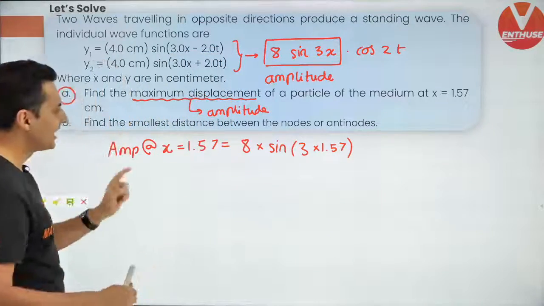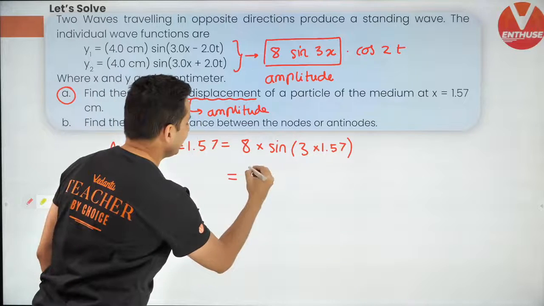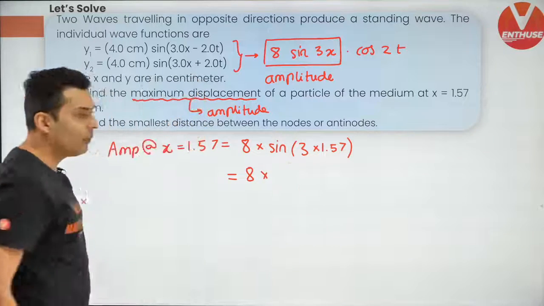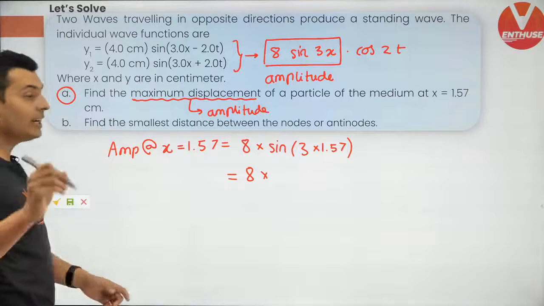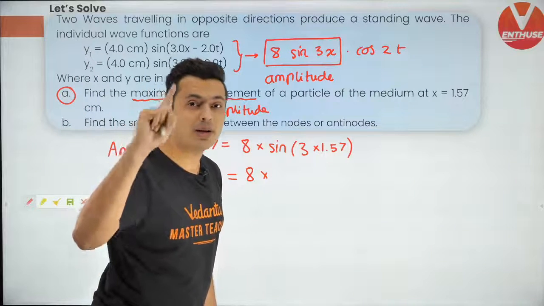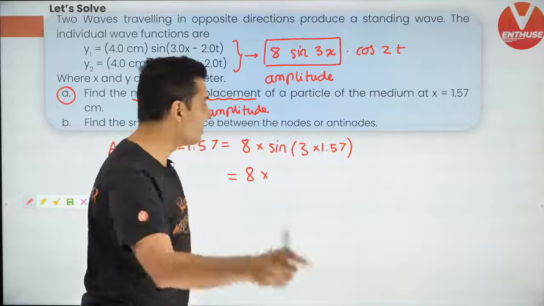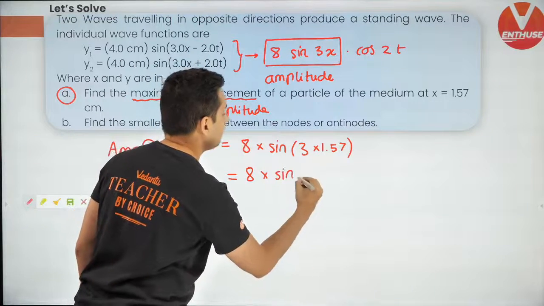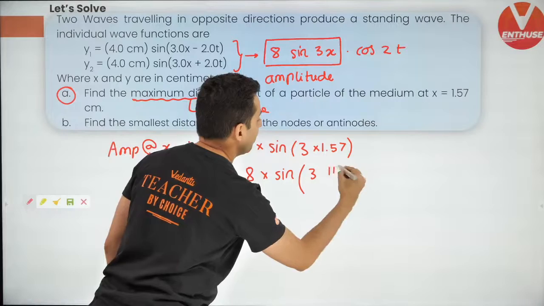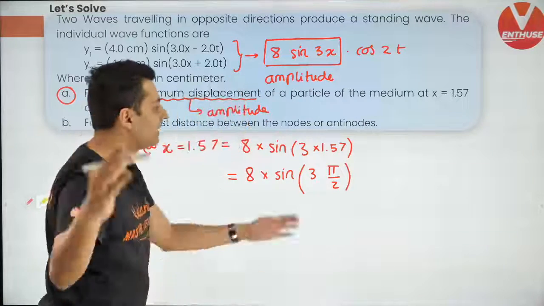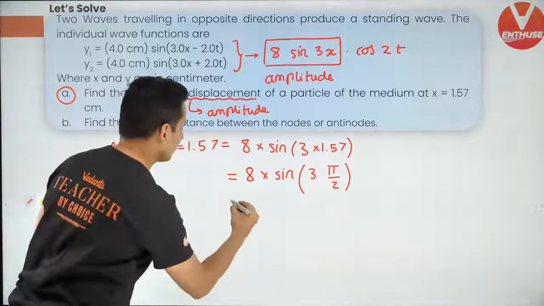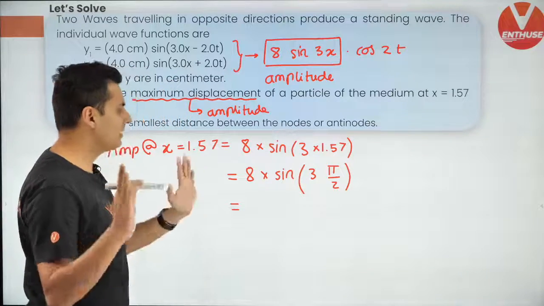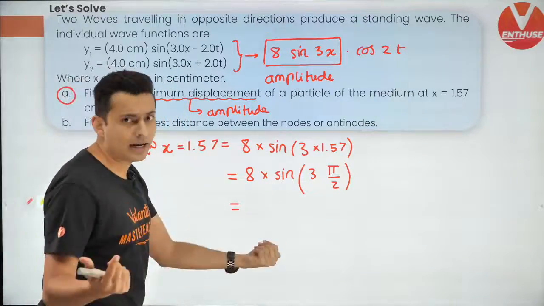Yes, let's get going. Okay, so very interesting thing to note here is 1.57. It's a special value, guys. What is 1.57? It is 3.14 divided by 2. Yes, it is 3.14 divided by 2. So 3x will be nothing but 3 times pi by 2, approximately. So what is sine of 3 pi by 2? It is 1 magnitude wise, actual value is -1.